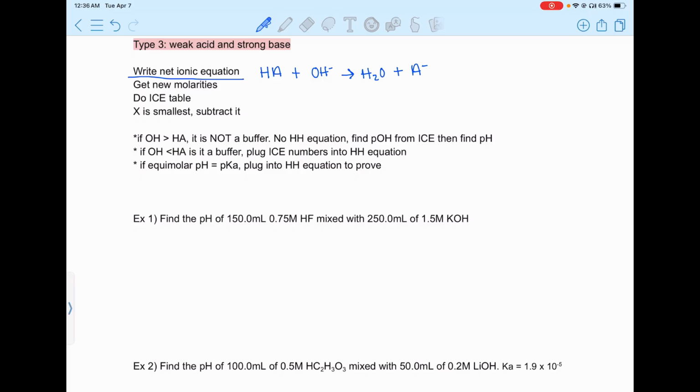Every time, that acid's going to behave as an acid, give up its proton. So OH plus H plus is going to give us H2O, and then that's going to leave us with a conjugate base, right? Noted as a negative. So let's get into it with example 1.